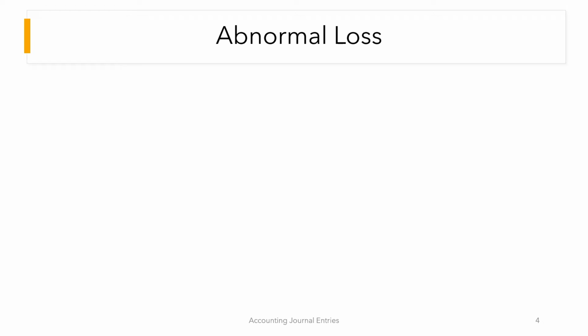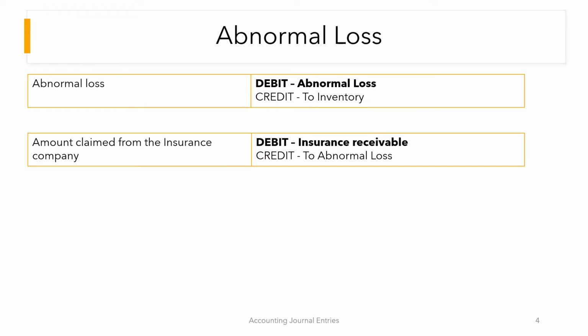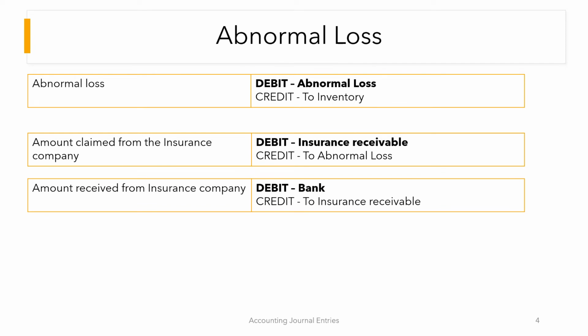Let's understand the accounting entries for abnormal loss. The entry for abnormal loss would be debit abnormal loss and credit to inventory. If there's an amount claimed from the insurance company, then you'll have to debit insurance receivable and credit to abnormal loss. And when the amount is received from insurance company, debit bank and credit to insurance receivable.